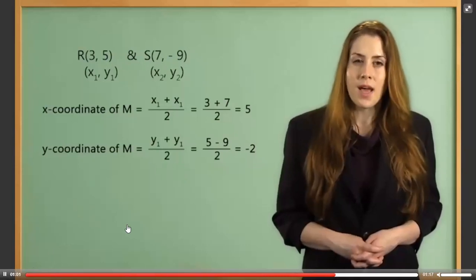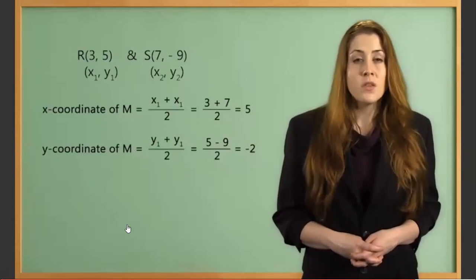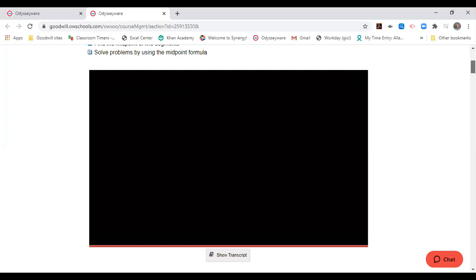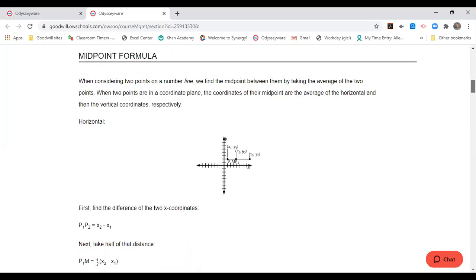Then substitute 5 and -9 for y sub 1 and y sub 2. The x-coordinate produces 5, and the y-coordinate yields -2. The midpoint is therefore 5, -2. Questions, anybody?